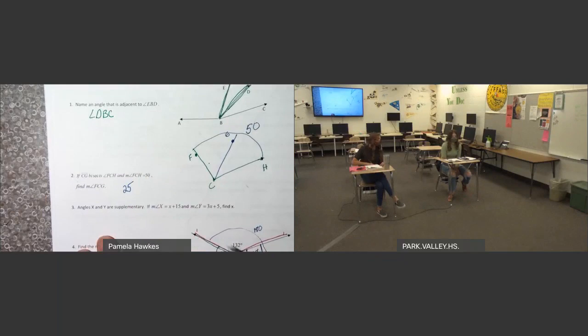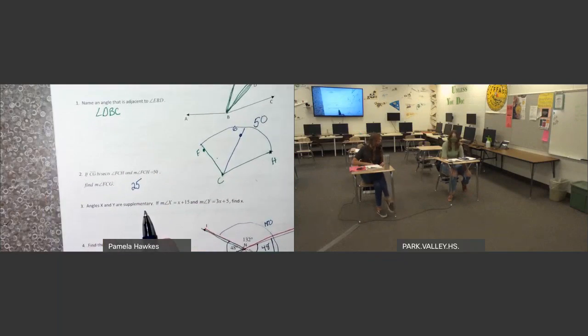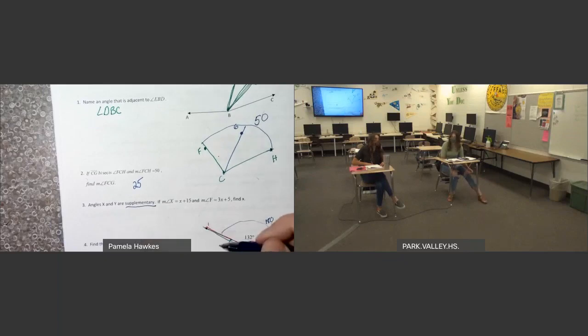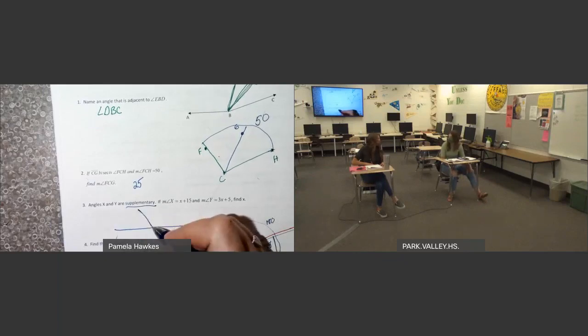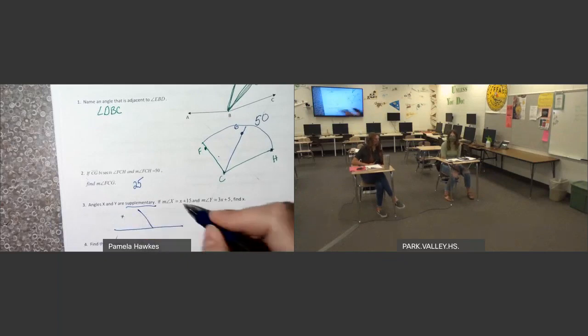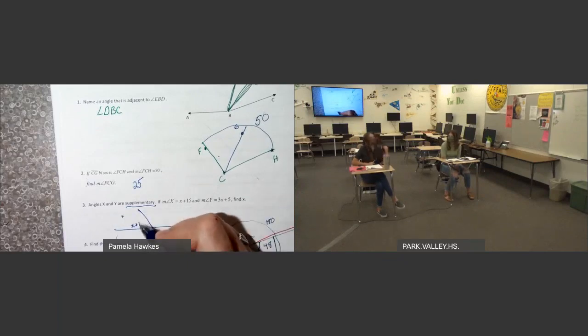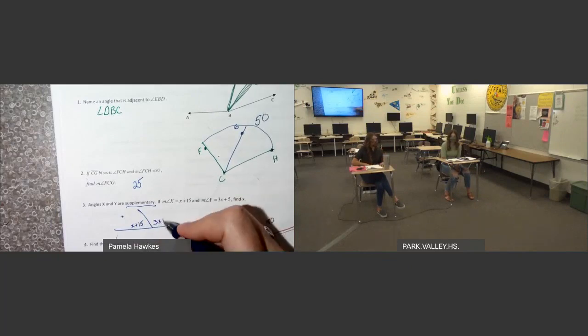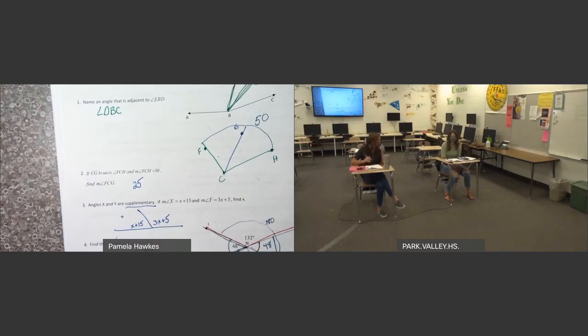Okay, now it says angles X and Y are supplementary. What does supplementary mean? Equals 180. It says angle, this is X, this is Y. X equals X plus 15. Y equals 3X plus 5. They want us to find X. How am I going to do that one?